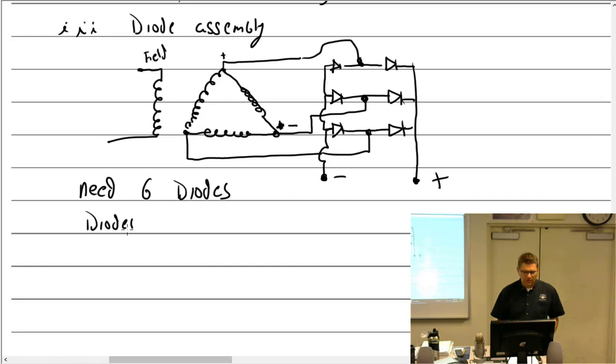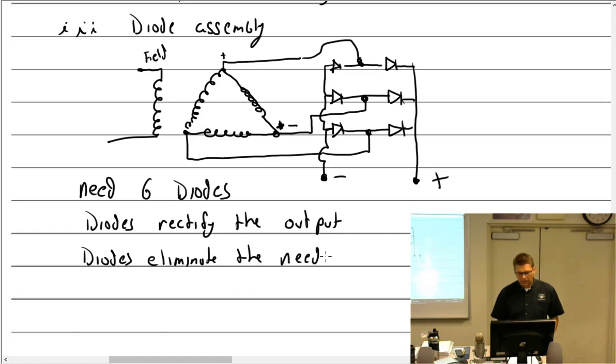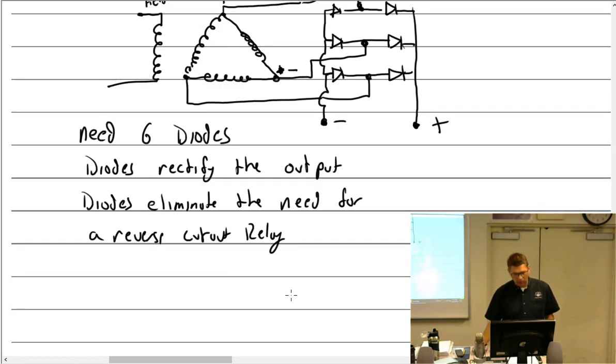Diodes rectify the output and eliminate the need for a reverse cutout relay. Reverse current cutout relay would be the more appropriate term.